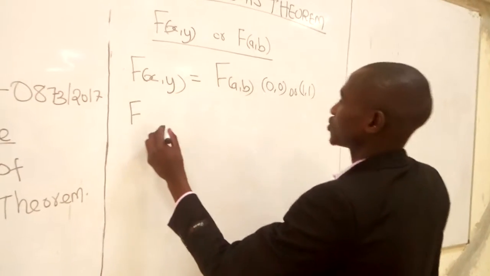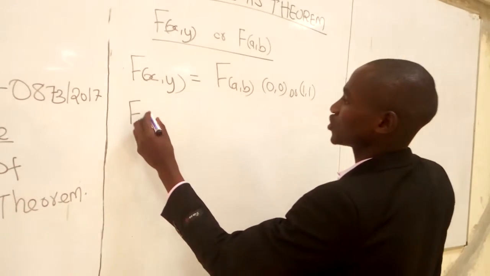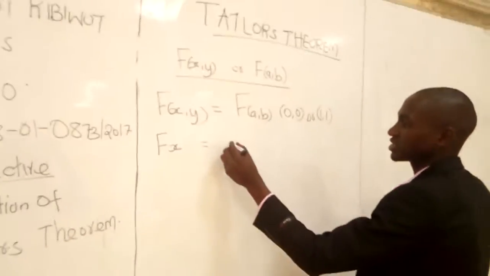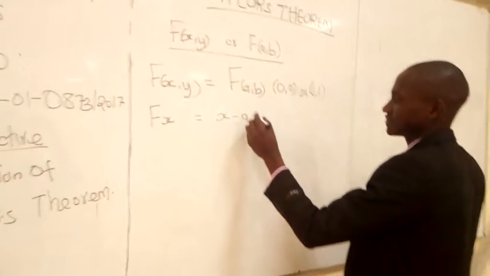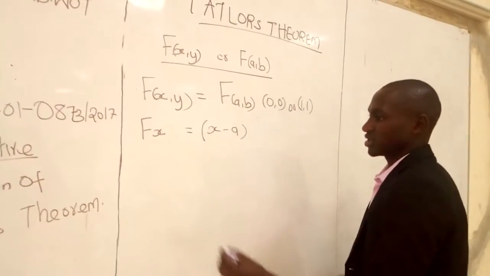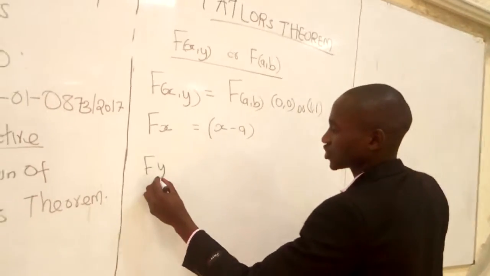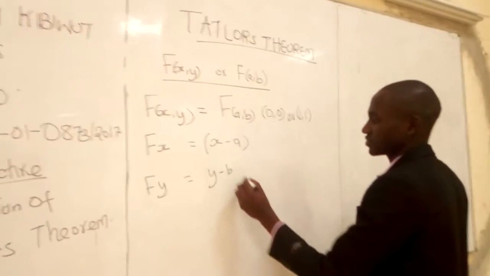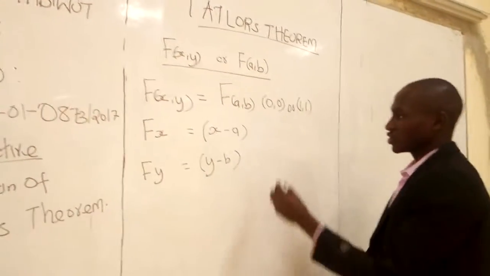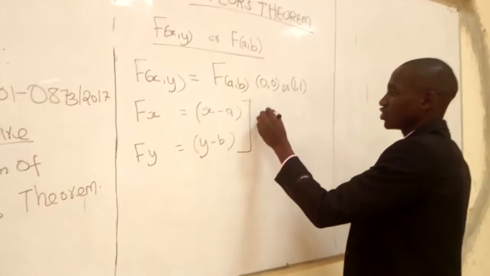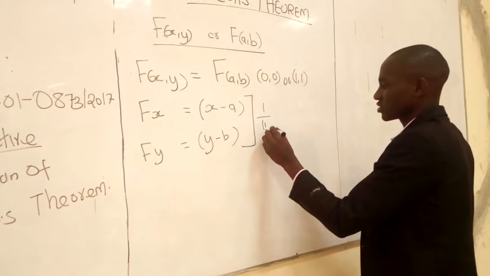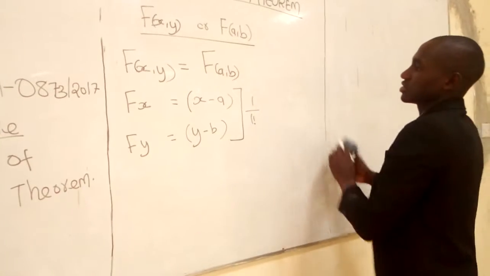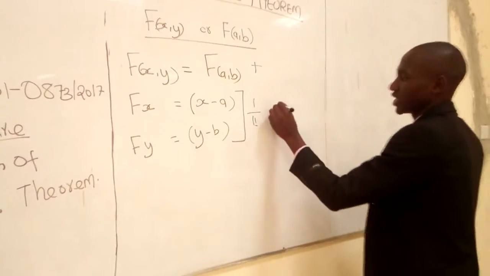So the second function is a function of x alone, which we find as x minus a. The second function is a function of y, which we find as y minus b. So this one will take the inverse of 1 factorial. Then we add from the first one, we add this one.